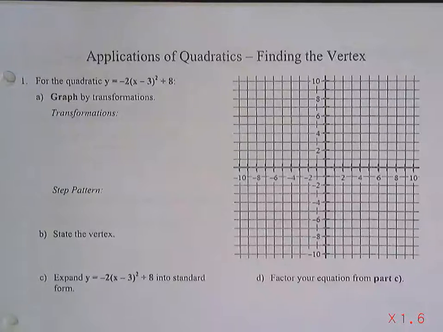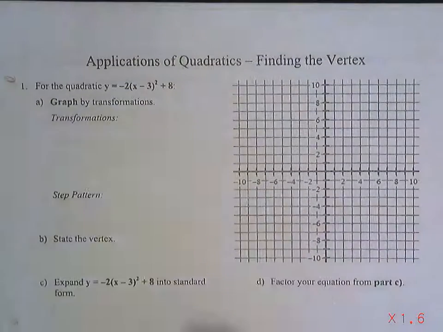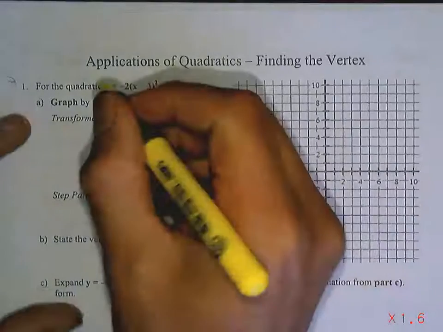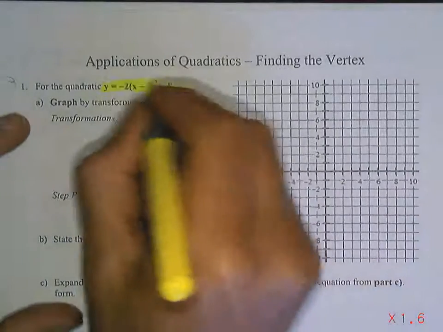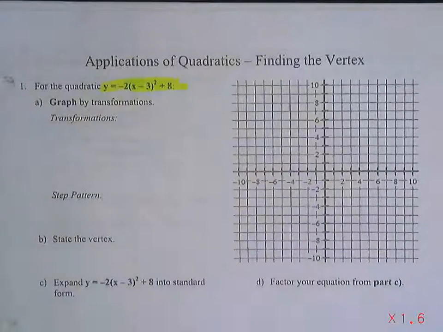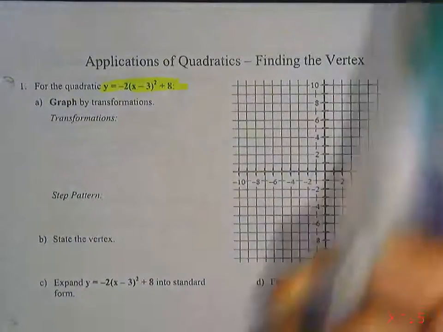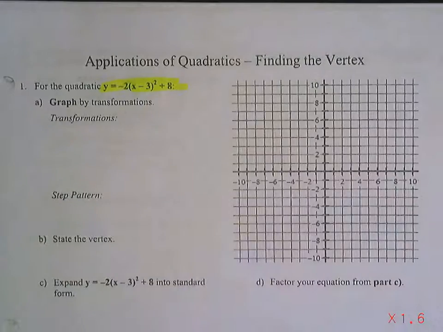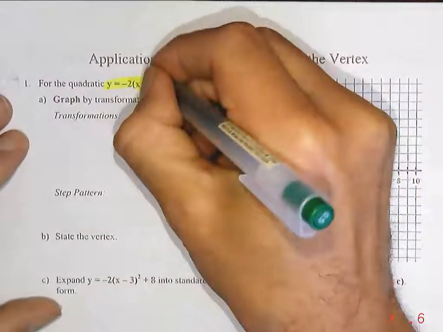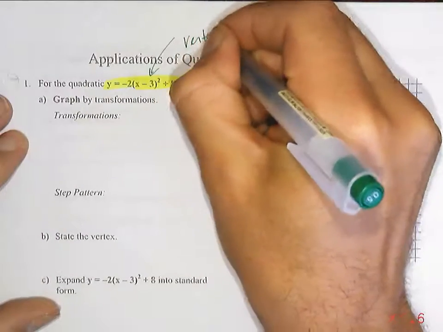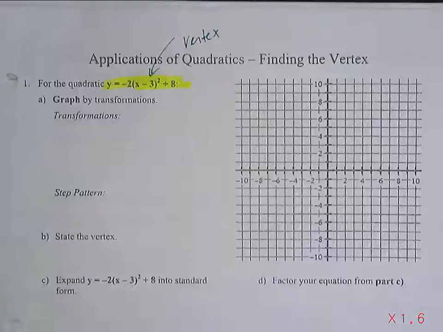Okay, applications of quadratics, finding the vertex. So, quadratic of, hey, we haven't seen this form for a while. This is new. Well, it's not new, but hey, it's been a little bit. What form of the quadratic is that? Studio audience? Yes. Vertex. Yay, vertex form, and the crowd goes wild.